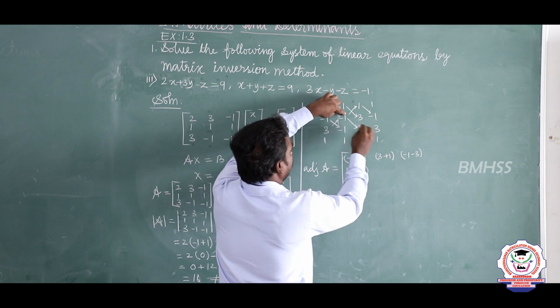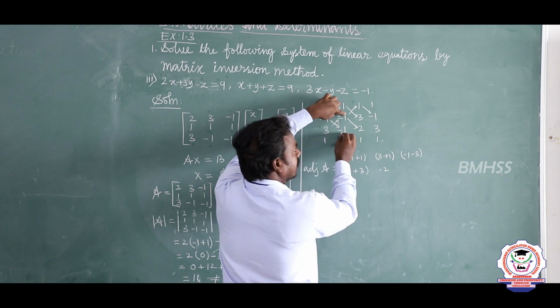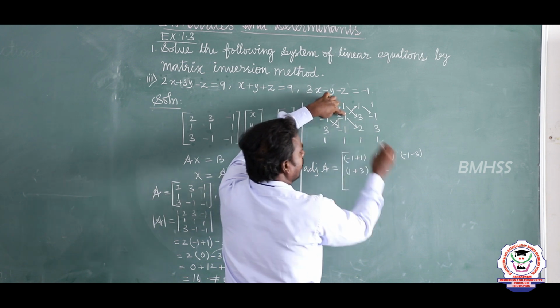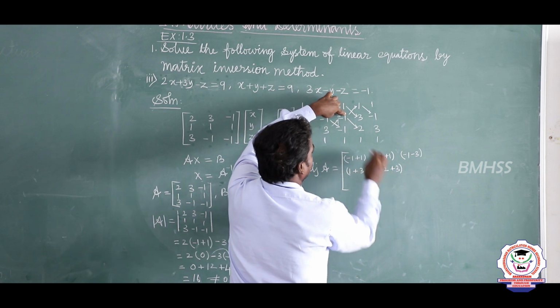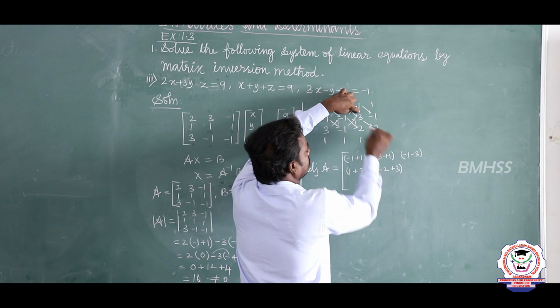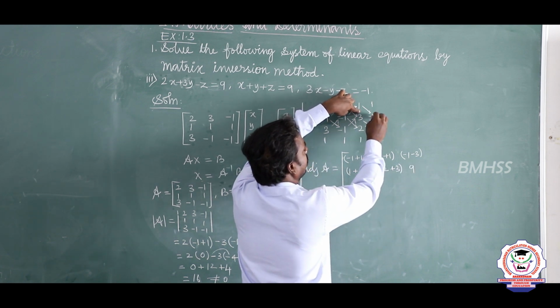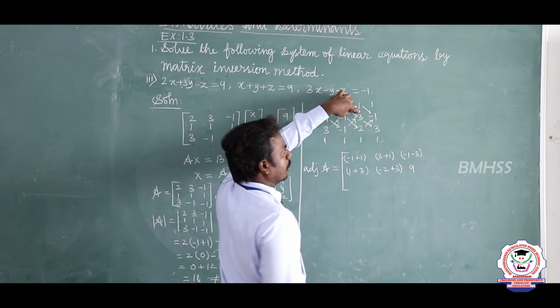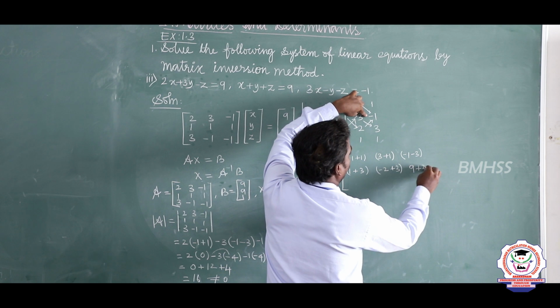Minus 1 into plus 2, minus 2. Again minus is there. So, minus and minus, plus 1 into 3, plus 3. So, 3 into 3, 9, minus. While we are taking the cross multiply, we should keep minus. So, minus to minus, plus 2, 2 into 1, plus 2.